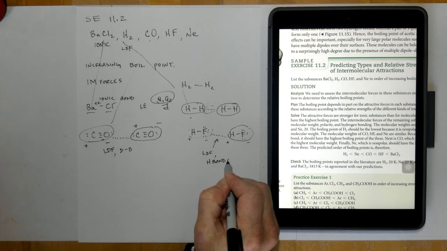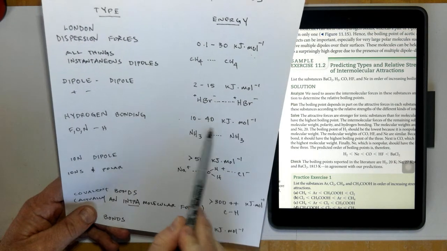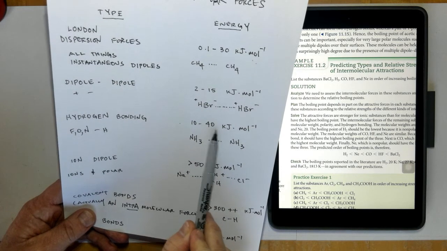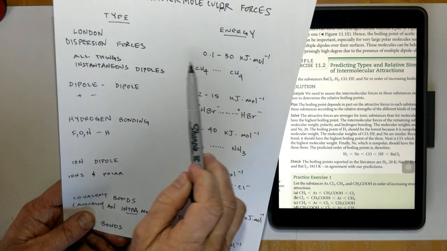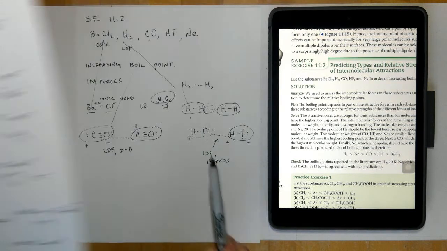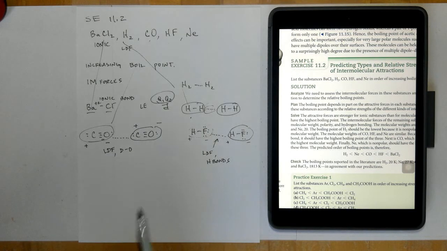And remember, hydrogen bonds are the strongest one right here. I mean, we can be up to 40 kilojoules per mole of attraction right here. I know we don't have that many electrons, so we wouldn't get a lot from London dispersion forces because those aren't very big atoms, but you would get some.